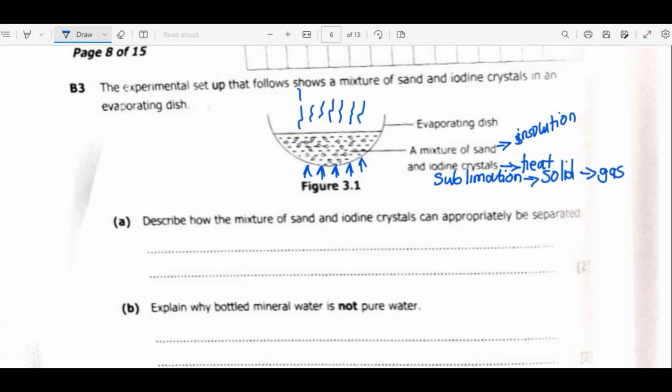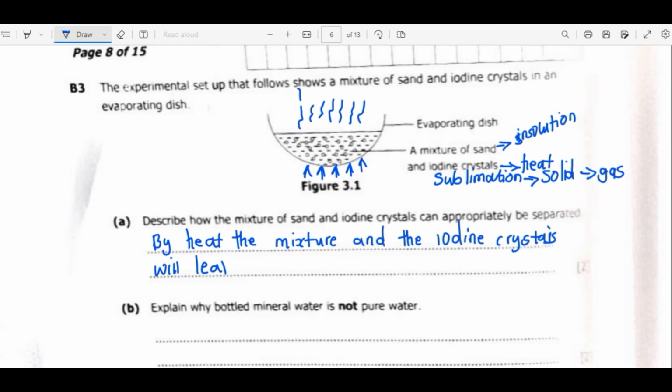So say by heating the mixture, the iodine crystals will escape, will leave the evaporating dish through the process of sublimation.